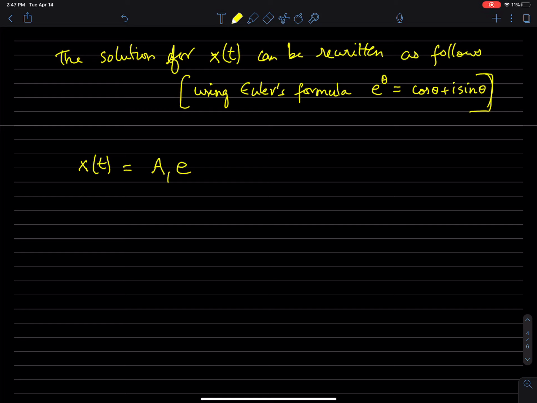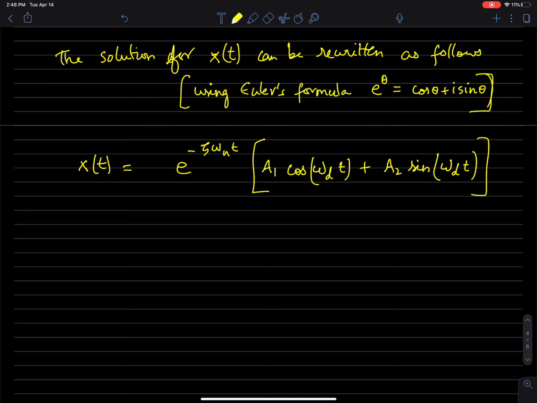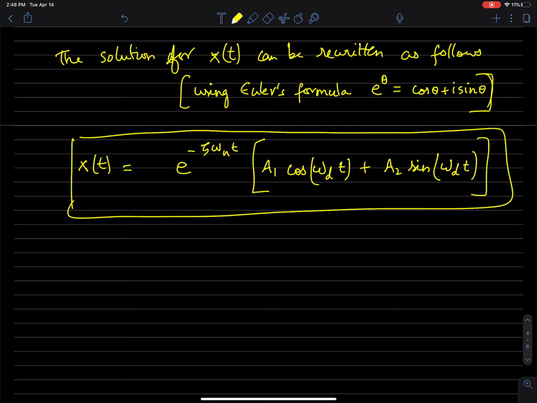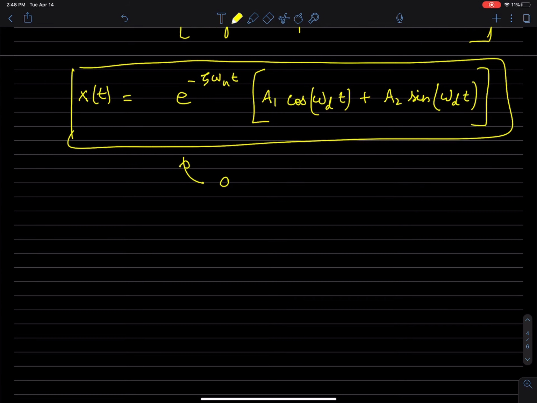a1 times e power minus zeta omega n t, and then within brackets, actually you can put the a1 inside, a1 cosine omega d t plus a2 sine omega d t. Okay, so this is the general solution for the underdamped situation, namely zeta less than 1.